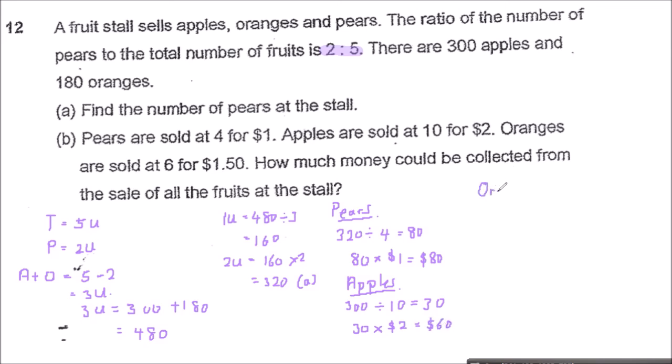And lastly, for oranges, they are altogether 180. They are sold in groups of 6, so we divide by 6. There are 30 groups. So each group is going to cost $1.50. Okay, so we will have a total of $45. So if you add all this together, 80 plus 60 plus 45, we have a total of $185 from the sales of all the fruits.